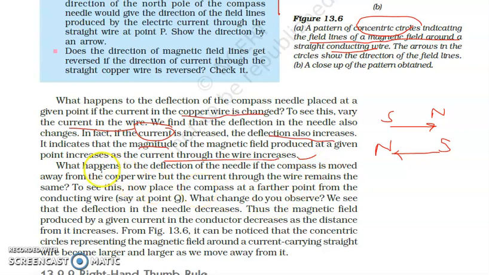ठीक है? What happens to the deflection of the needle if the compass is moved away from the copper wire, but the current through the wire remains the same? To see this, now place the compass at a further point from the conducting wire. What change do you observe? We see that the deflection of the needle decreases.